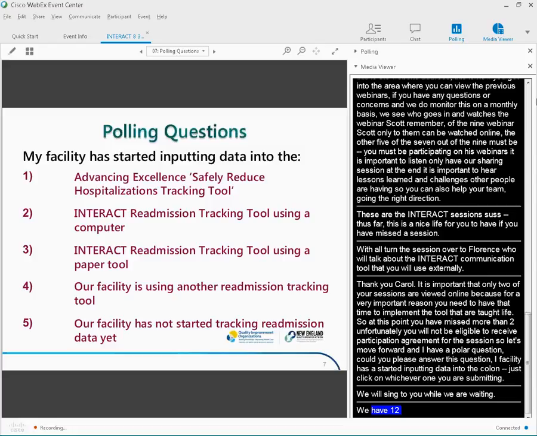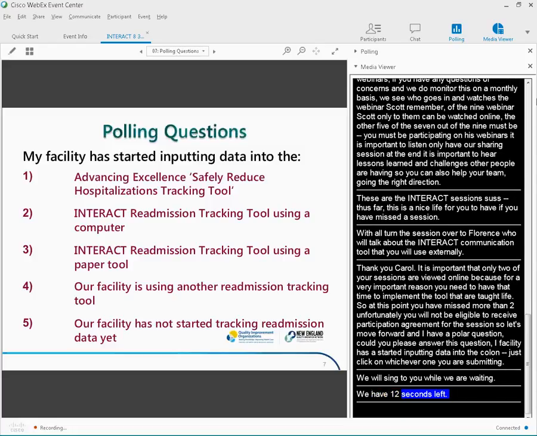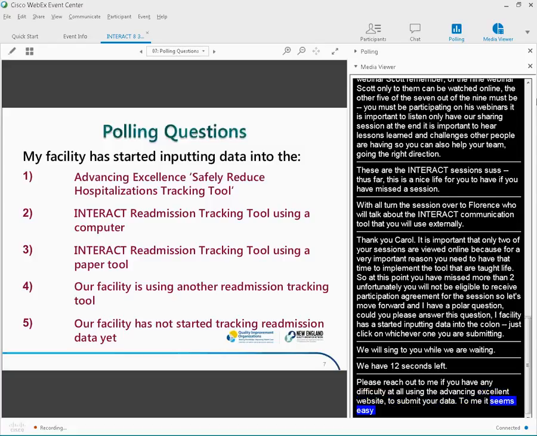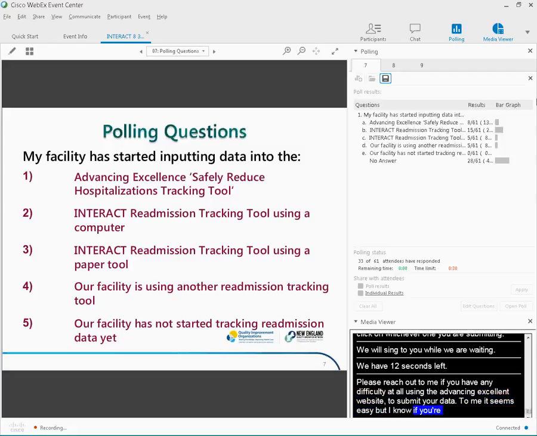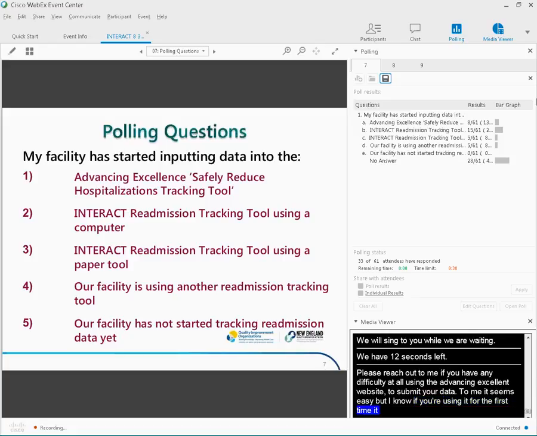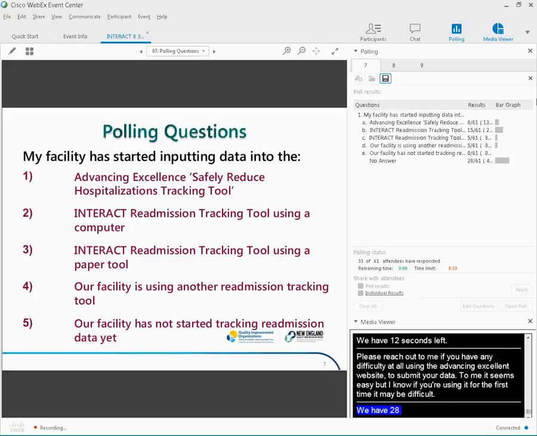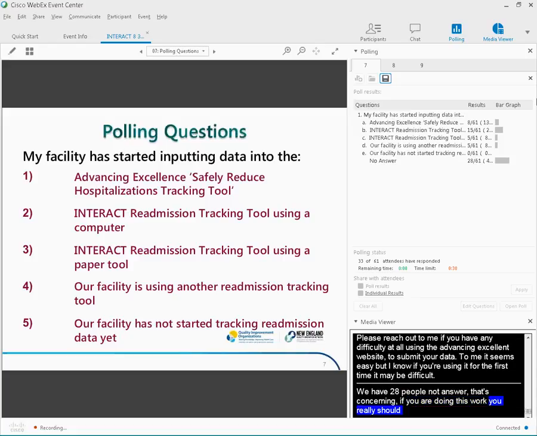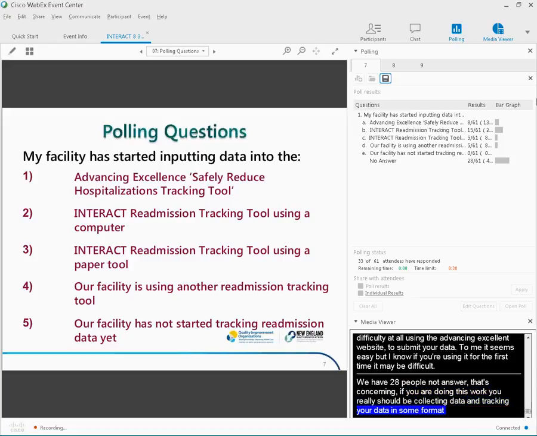And please reach out to me if you're having any difficulties at all using the Advancing Excellence website to submit your data. To me, it seems easy, but I know if you're just using it for the first time, it might be a bit more difficult. All right, great. So we had 28 people not answer. Now that's kind of concerning. If you're doing this work, you really should be collecting data and tracking your data in some format because that's what helps you drive the work.